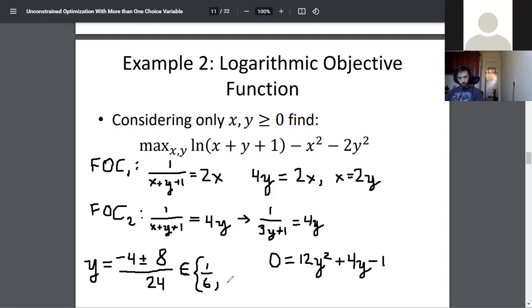It could either be 1/6 or -4 minus 8 is -12 over 24. Sorry, negative 12 over 24 is -1/2. So I have these as my potential solutions for y, right?